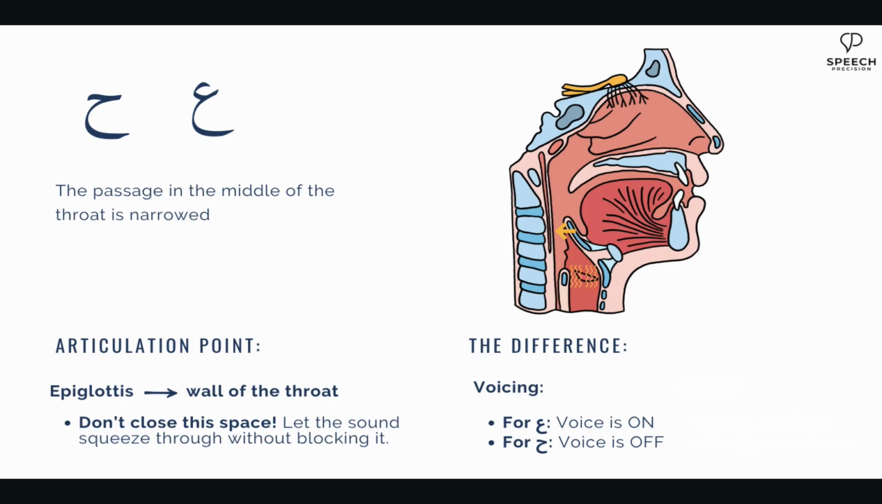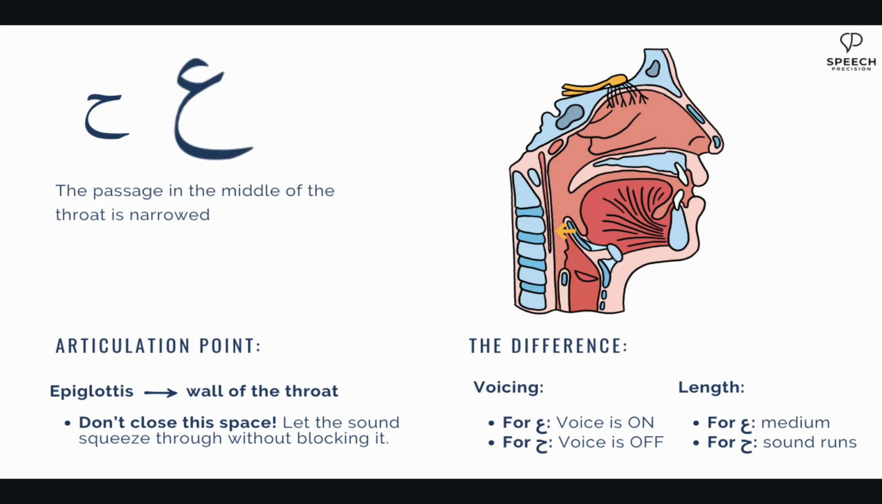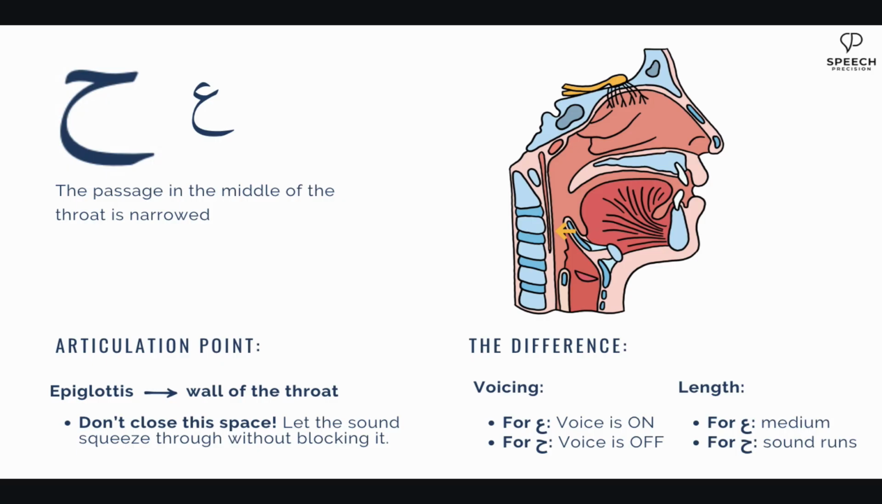Another main difference is in the natural length of these sounds. So for the ayn, it has kind of a medium length. But for the ha, the sound runs. Its natural length is a little bit longer. Okay, so for ayn, it has some length, but I can't really hold it out for a long time. The ha, it's easy for the sound to run.